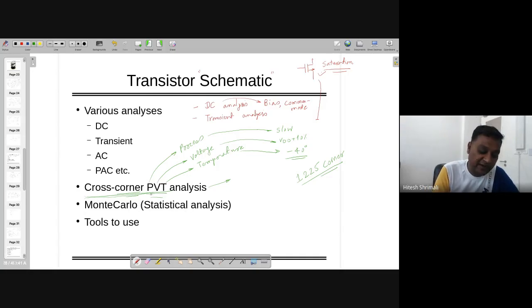I don't know whether Simica has PVT analysis or not, but if it is there, we are going to use that. Generally, we write the following things: TT, SS, FF, SNFP, and FNSP for the process. So TT is typical, and the first letter refers to NMOS and the second refers to PMOS. So that's how you can do this analysis. With time, you will learn it, but this analysis should be known to you. That's why we are starting with that.